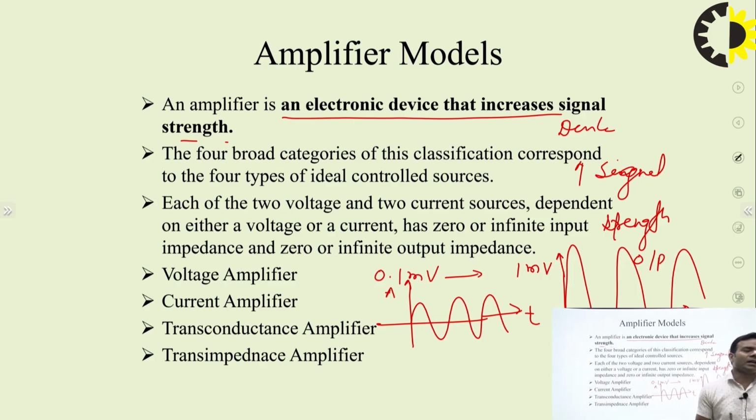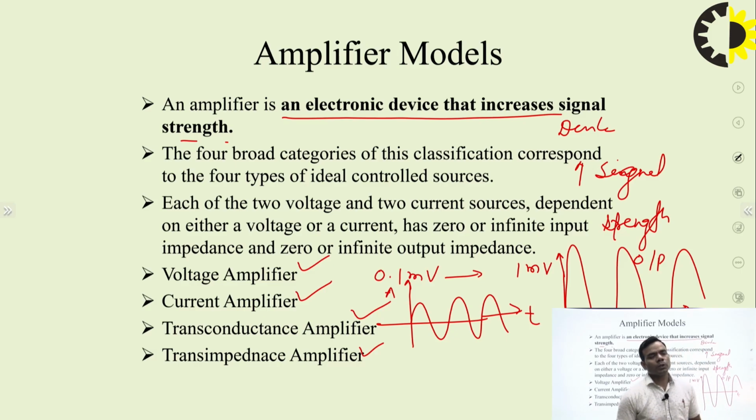Now, if I would like to classify amplifiers, especially electronic amplifiers, they can be categorized into 4 parts: the voltage amplifier, the current amplifier, the transconductance amplifier, and the transimpedance or transresistance amplifier. All types of amplifiers will come in one of these categories.